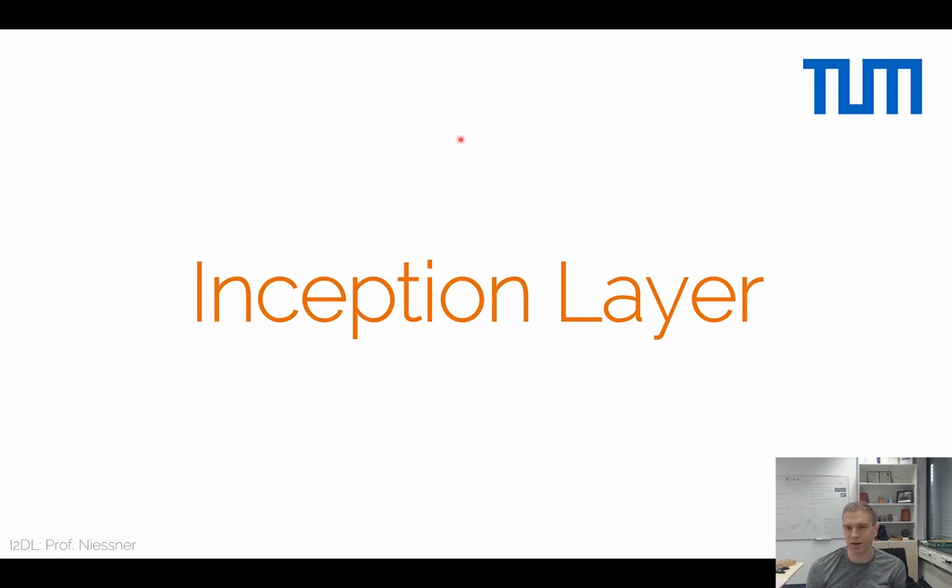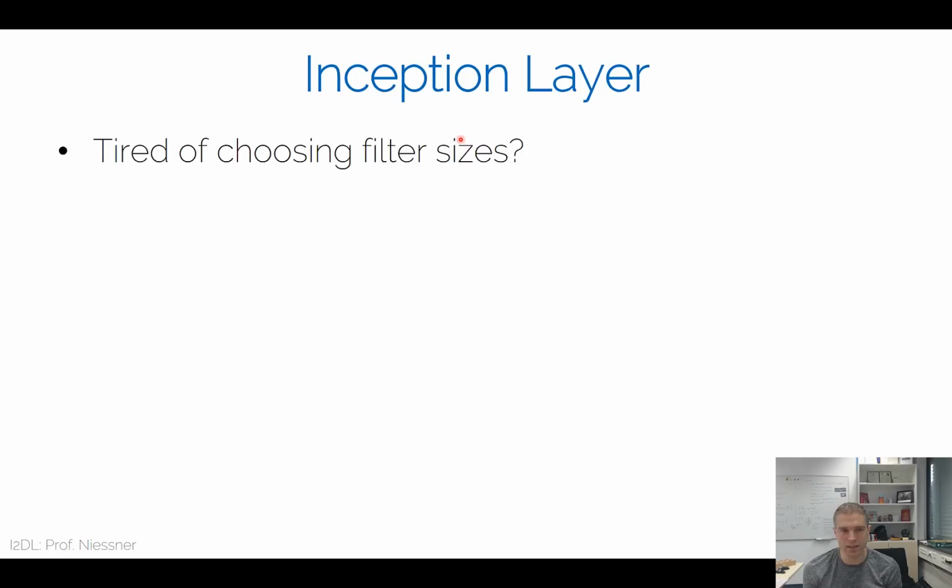Let's talk about another type of architecture, called inception layers. Inception layers, like ResNets, are a very popular architecture still being used quite a bit today. When you build a standard ConvNet, you have to make a choice of which convolution sizes to use. VGG said, let's use 3x3 everywhere. But you could argue, why not 5x5? Why not 7x7? Inception layers try to alleviate that issue by saying, let's just use a bunch of them. Not all of them, but at least a few.